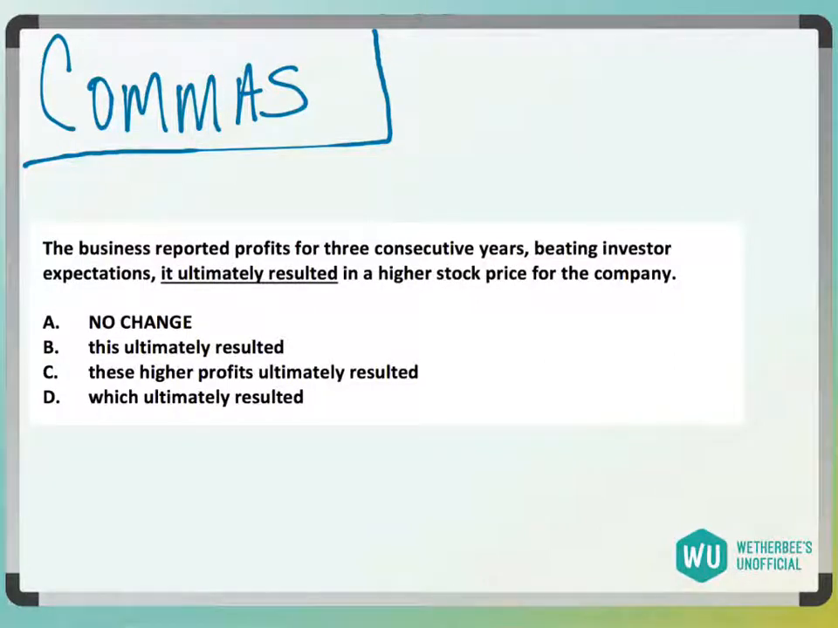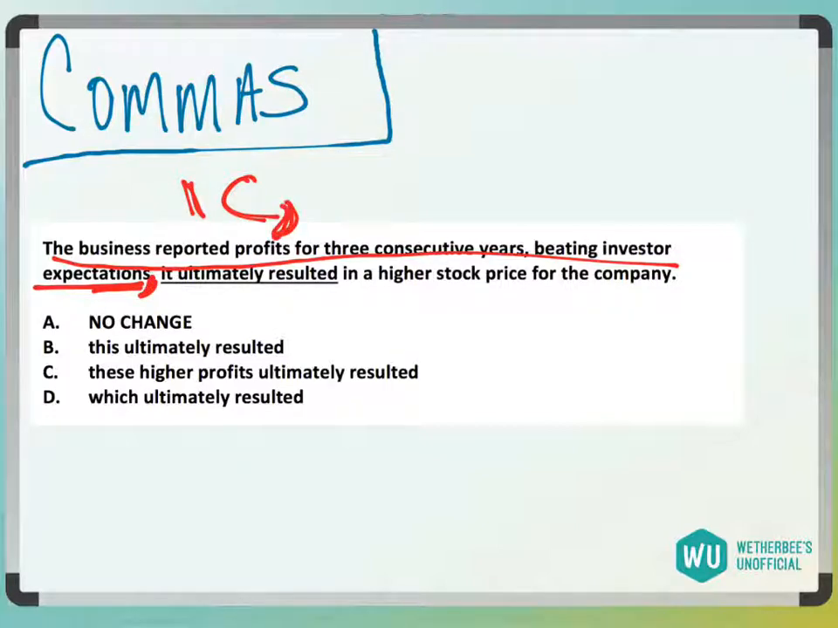All right, we have a slightly more difficult common question with this one, right? What we have here is: the business reported profits for 3 consecutive years, beating investor expectations. So up until here is an independent clause, right? The business reported profits for 3 years, comma, beating investor expectations. So we already have an independent clause, right? And then we have this comma here, right, which also is not underlined.